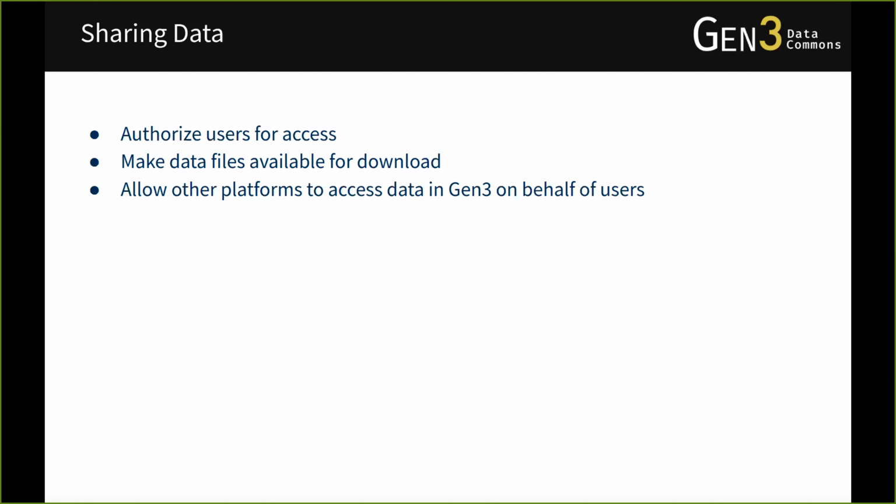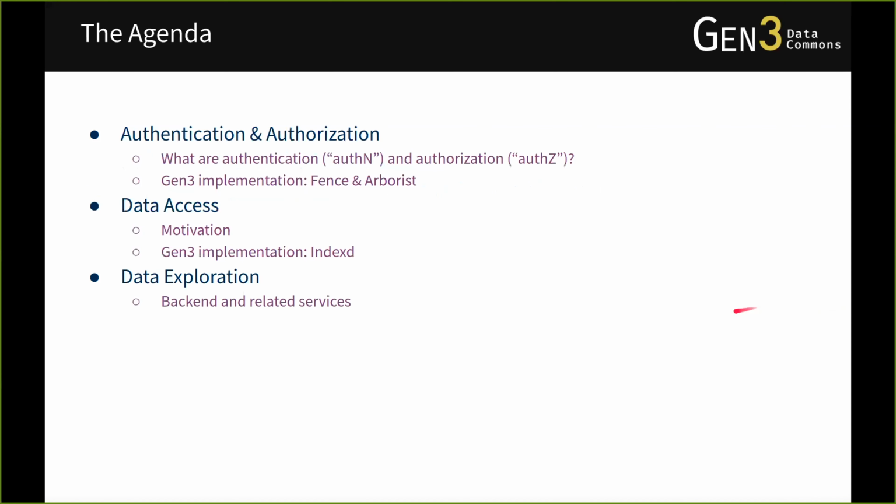The other thing that is really important to Gen3 is making sure that we have an open API such that other platforms can interoperate with us. And so we have a lot of clients to our system. I'll talk about the flow for a client application acting on behalf of users against Gen3's API as well. The order that I'm going to touch on things: I'm going to jump into authentication, authorization, hopefully get the drier but important stuff out of the way, and then I'll talk about data access and data exploration.